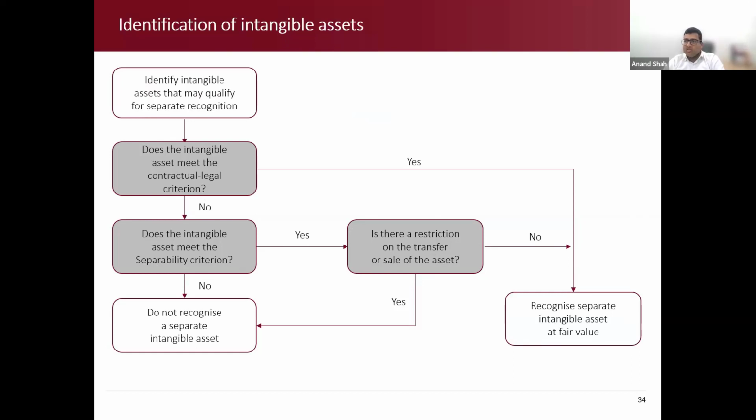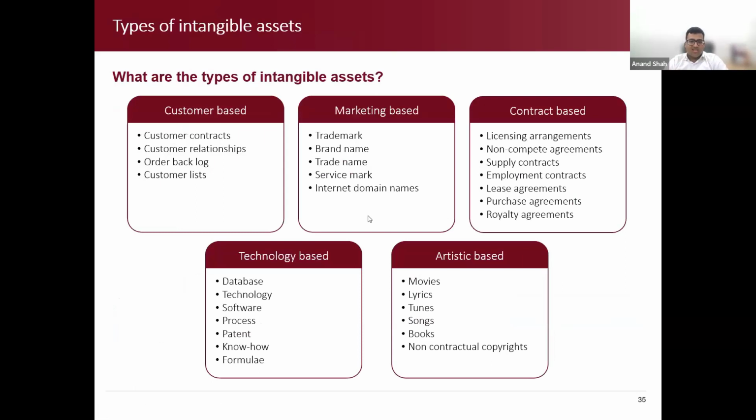For example, if you have a database of people's medical records, right? While yes, it's a separate asset which you can easily sell, but are you allowed to sell those assets to somebody by itself? It's no, obviously, because those are confidential data. Then if there's a restriction, it is not a separate intangible asset. If there are no such restrictions, then it can be recognized as a separate intangible asset. This is just a list of different kinds of intangible assets which you will commonly see.